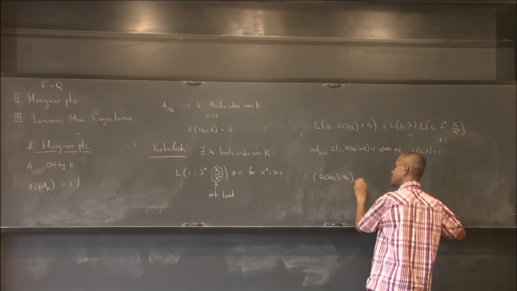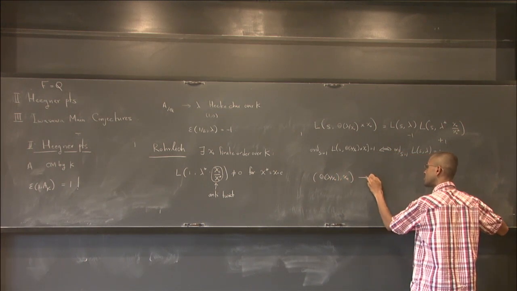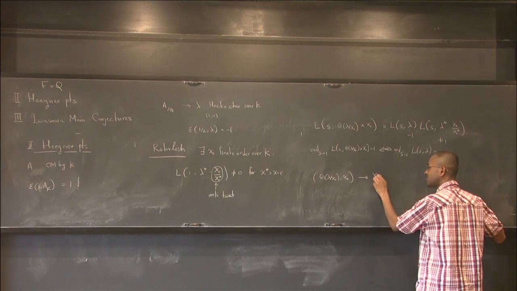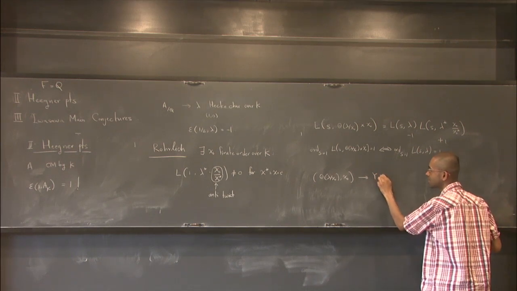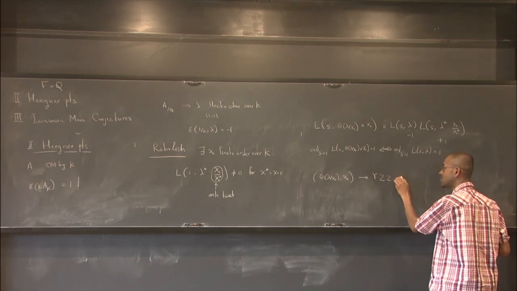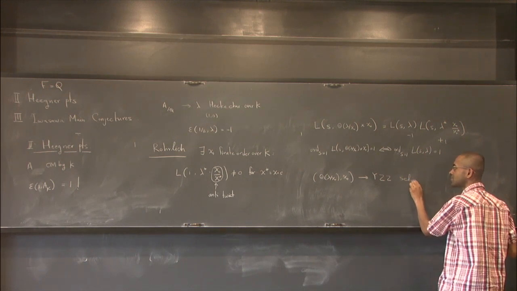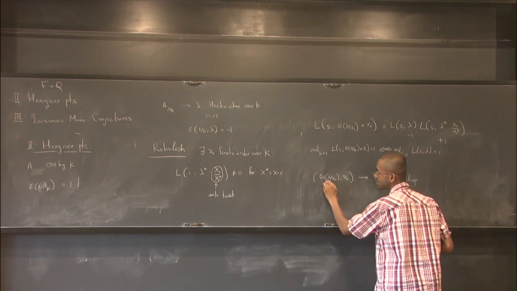chi 0 is a sort of, so let me maybe just say, because this fits in the YZZ setup. So maybe, okay, let's say a little bit more.